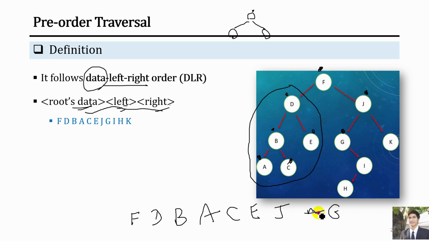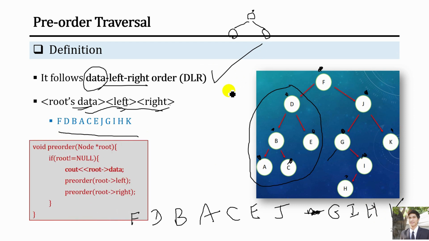Let's say this one is just something I deleted. After G it should go to the left, but it has no data. So now we go to the right of it, which is letter I, and then the left of this node, which is H. Now the left is finished, so we go to the right, which is K finally. So this is our output using the pre-order format. The rule is very simple: you focus on DLR, data, left, right.